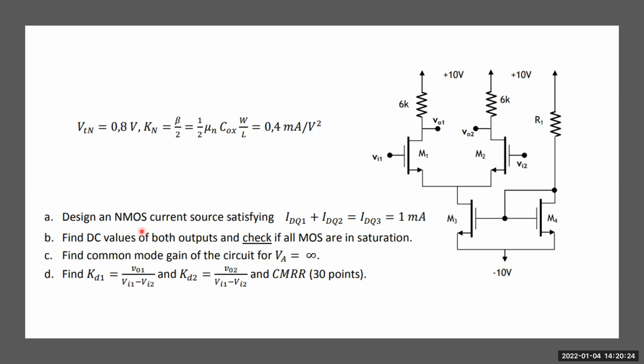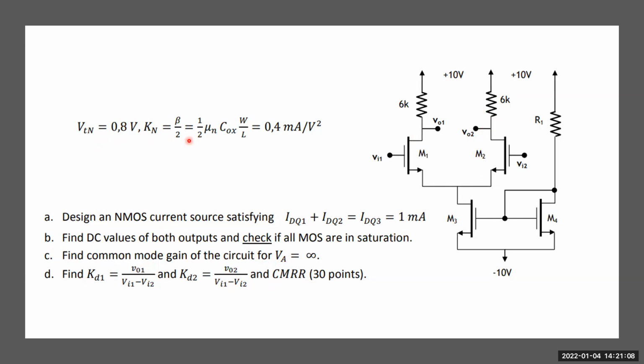We are going to design a current source satisfying ID1 plus ID2 equals ID3, where the current value of ID3 equals 1 milliamp. In part B, we are going to find the DC values of both inputs, and check if all MOSFETs operate in saturation region. In part C, we are going to find the common mode gain, neglecting channel length modulation here. At the last part, we are going to find the differential mode gain and CMRR. These are the MOSFET parameters given in the question.